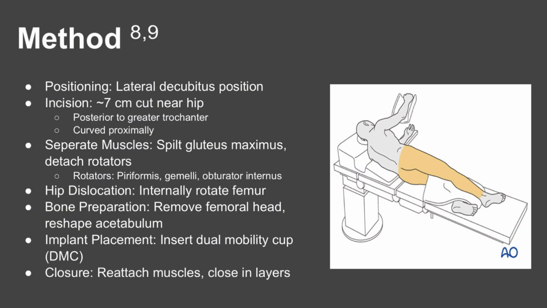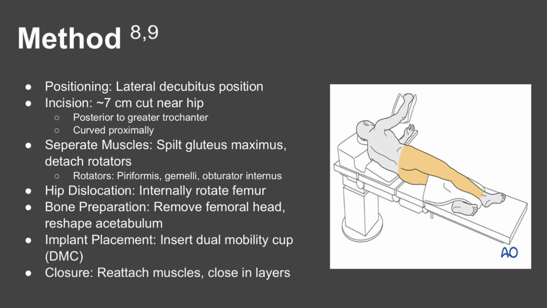And then from here, the short external rotator muscles will be detached from the greater trochanter. These muscles will include the piriformis and the obturator internus. Throughout this process, there will be extra care taken to help protect the sciatic nerve. This approach will help preserve strength and function post-surgery.